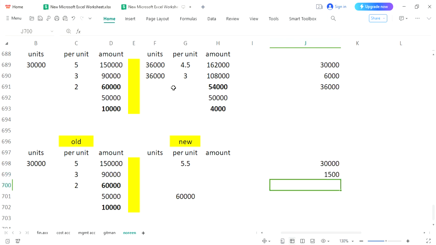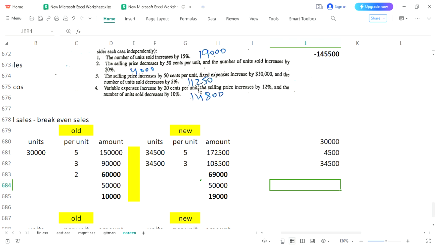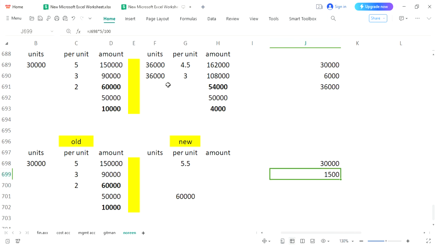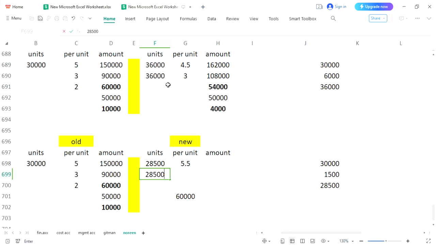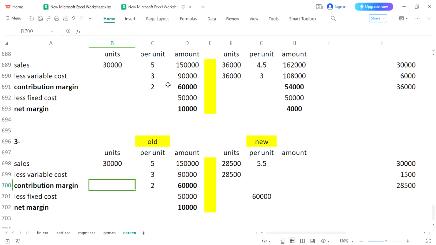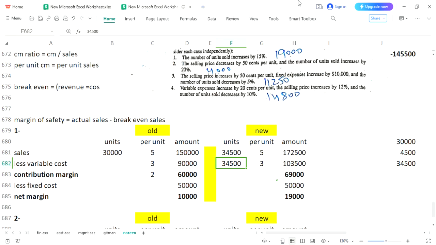So he is saying to decrease units sold by 5%. Units sold are 30,000. To decrease, what sign will you use? Minus. So you have your new number of units, 28,500. As you know, the number of units sold and the number of units for variable cost would always be the same, 28,500.